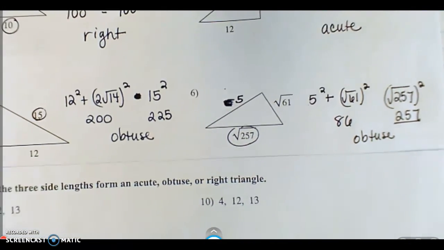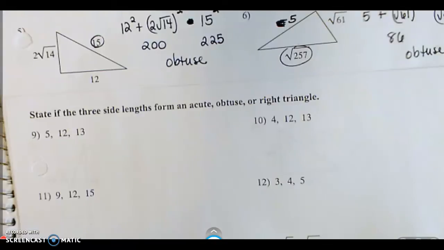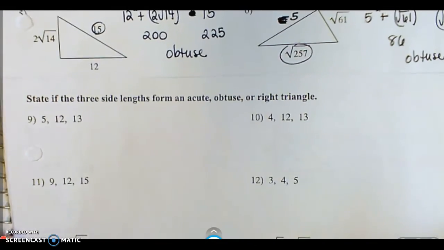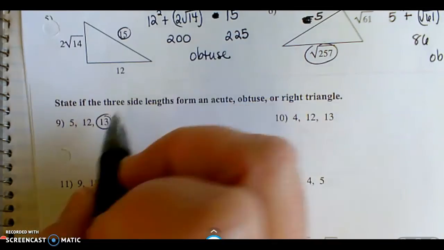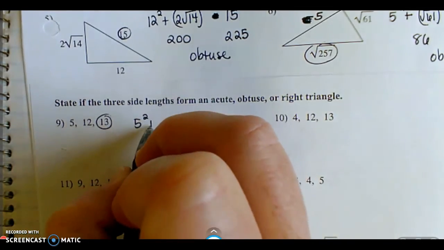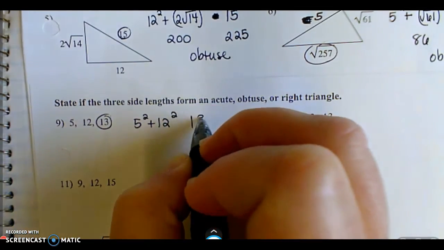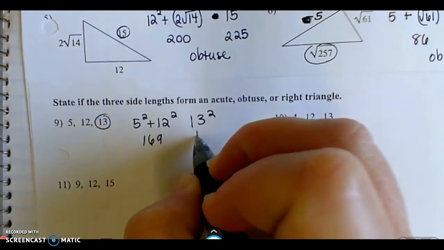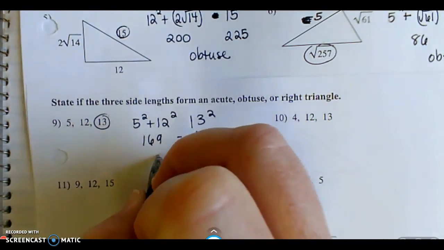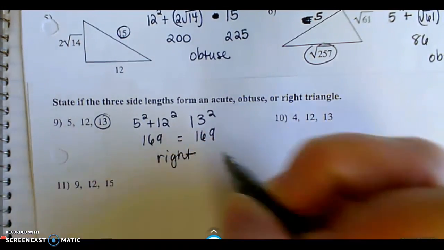Okay. Now, very quickly, a couple more things in case they do not give it to you in triangle form. They might just give you some numbers. Do the same thing. So 5 squared plus 12 squared, and then we have 13 squared. This is 169. This is also 169. That's equal, so this is right.